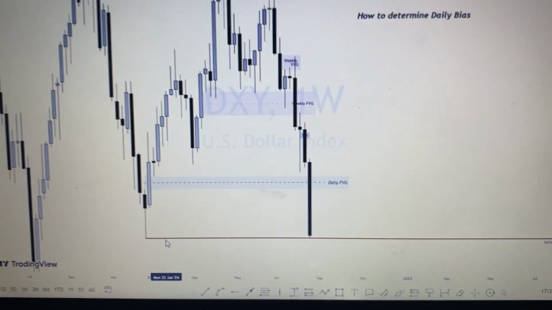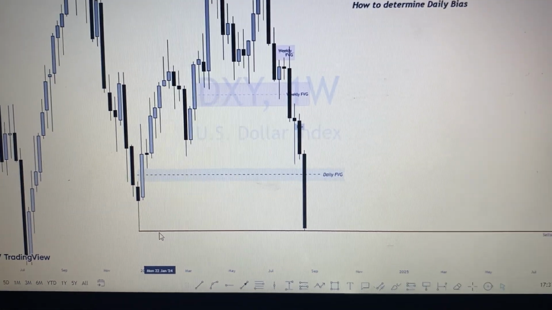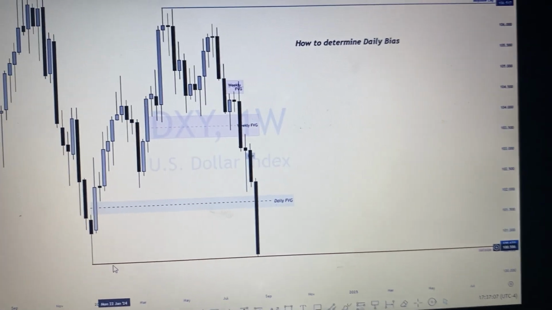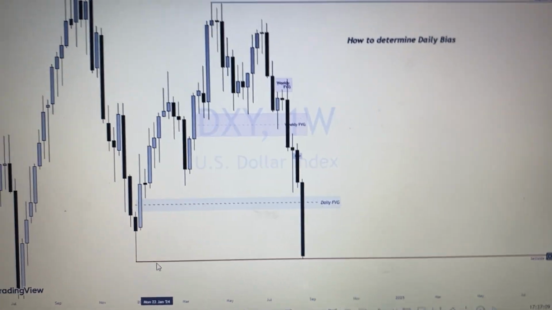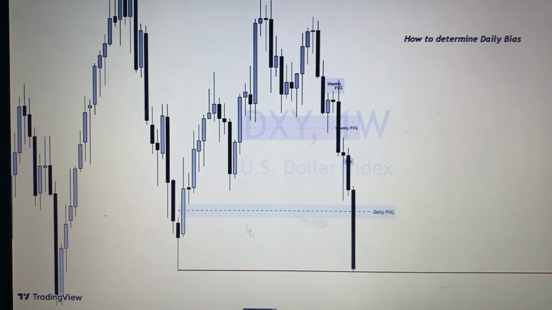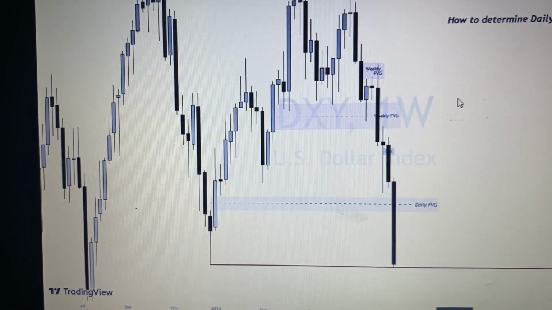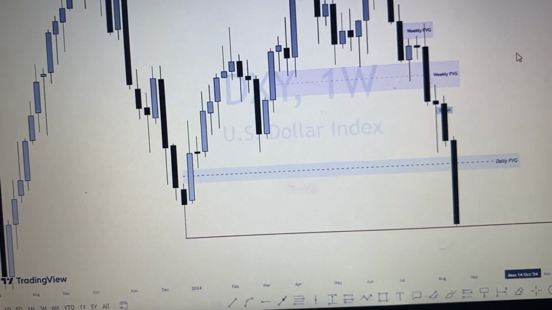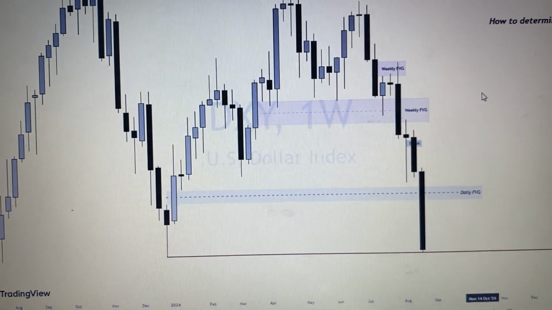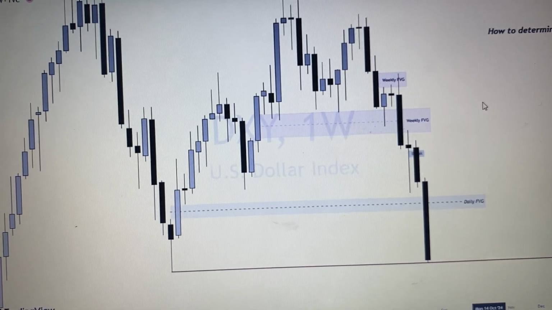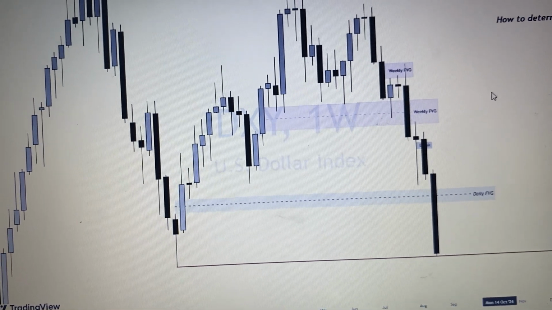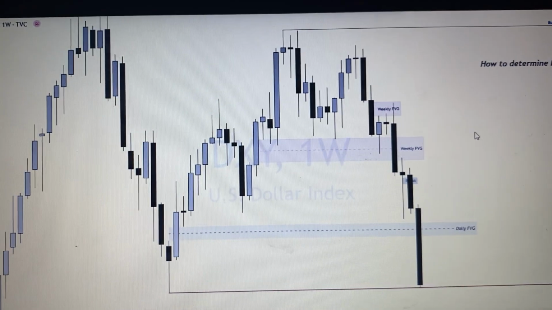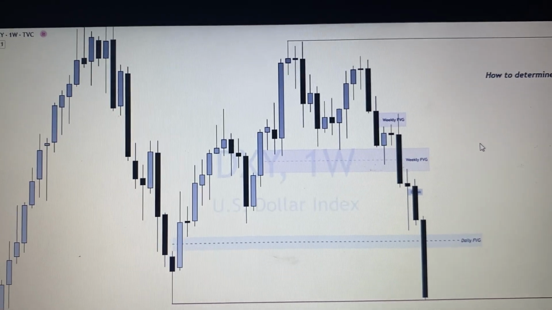So there's actually two ways I like to do it. Oh, let me not say two ways. The only way I determine my daily bias is on the high time frame. I do it either on the weekly or on a daily. And then I will confirm my daily bias on the lower time frame. I will show you how I do it right here.